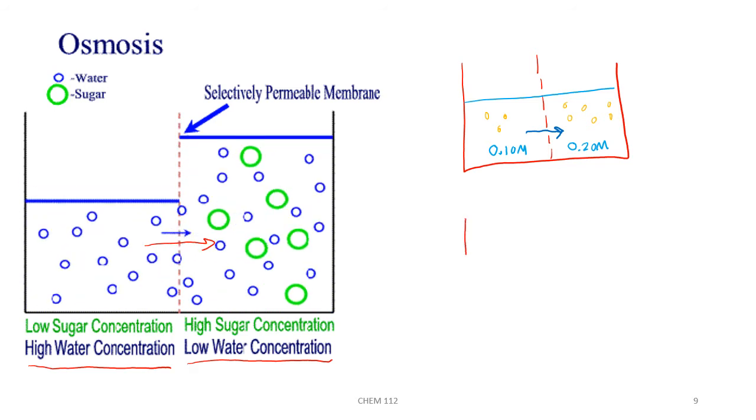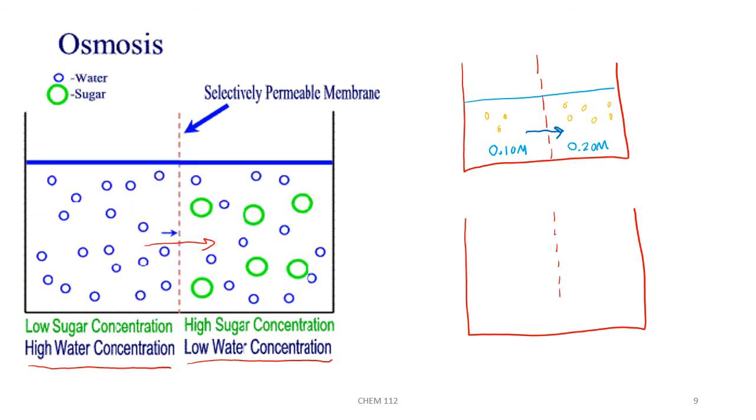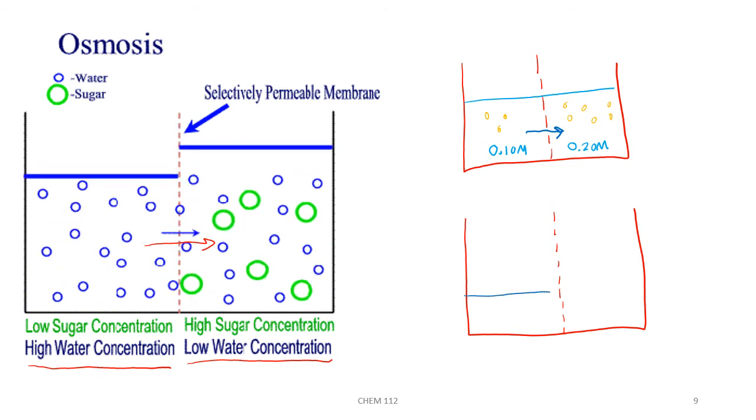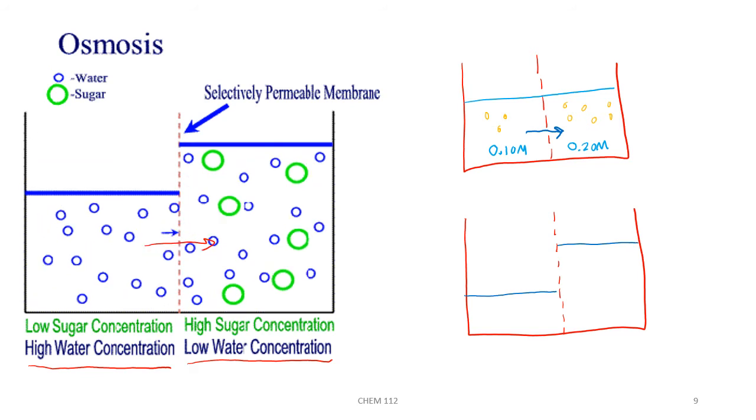So after some time, what this chamber would look like then, it'd still be split by a semi-permeable membrane, but the level of liquid in the left-hand side compartment would go down, and the level of liquid in the right-hand side compartment would go up.